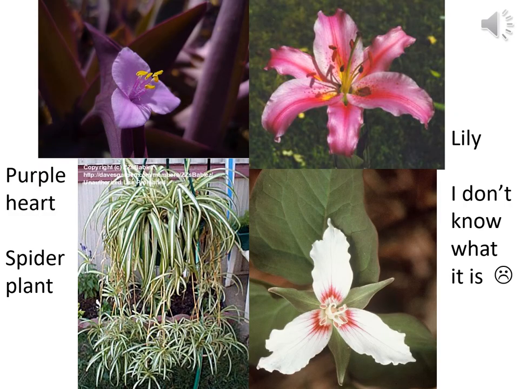Here are a few other monocots. On the upper left, there's a purple heart flower with its three purple petals. On the upper right, there's a lily flower with the multiples of three, six petals. You can see the stamen with the boy parts, and then there is a single carpel that's easier to miss. On the bottom left, there's the spider or airplane plant, which really shows off the parallel leaf venation. On the bottom right, I don't know what it is, but it's clearly got three petals, so it's a monocot.